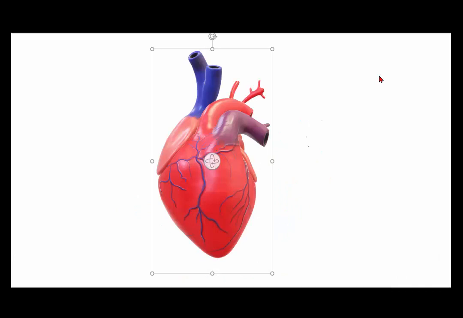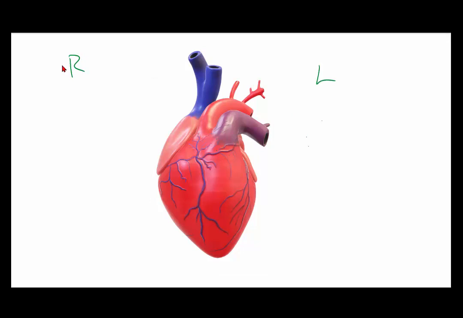Now, this just shows us the exterior view of the heart. So remember, over here is the right hand side, here's the left hand side. So what we can see here is the right atrium. Coming into that is the vena cava. Here we've got the coronary arteries, and they supply oxygen and glucose to the heart tissue itself.